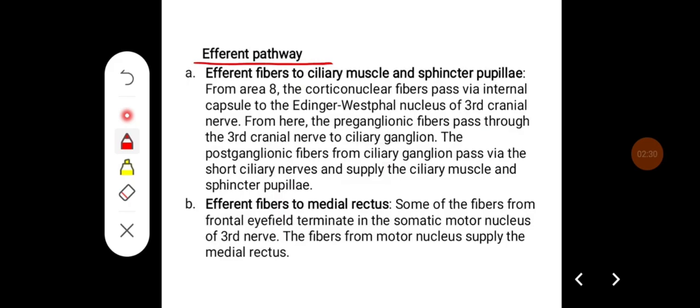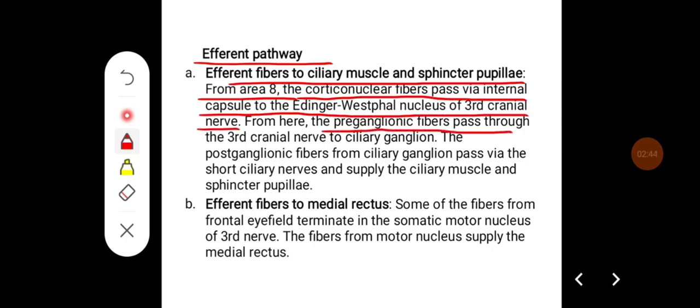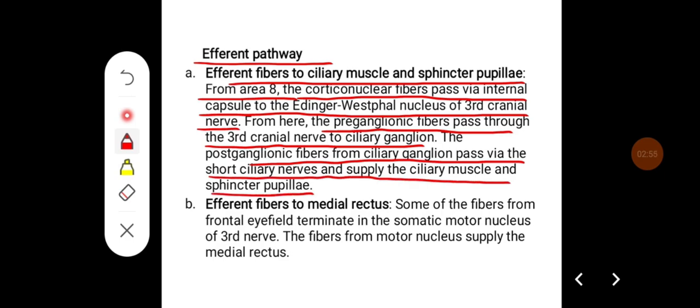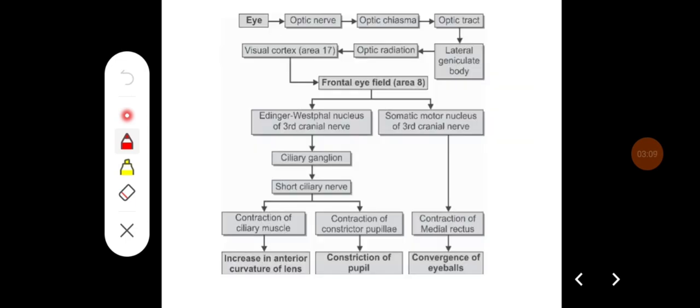Efferent pathways are to the ciliary muscles and sphincter pupillae. From area 8, the corticonuclear fibers pass via the internal capsule to the Edinger-Westphal nucleus of the third cranial nerve. From here, preganglionic fibers pass through the third cranial nerve to the ciliary ganglia. The postganglionic fibers from the ciliary ganglion pass via the short ciliary nerves and supply the ciliary muscles and sphincter pupillae. There will also be efferents to the medial rectus. Some of the fibers from the frontal eye field terminate in the somatic motor nucleus of the third nerve. The fibers from the motor nucleus supply the medial rectus.